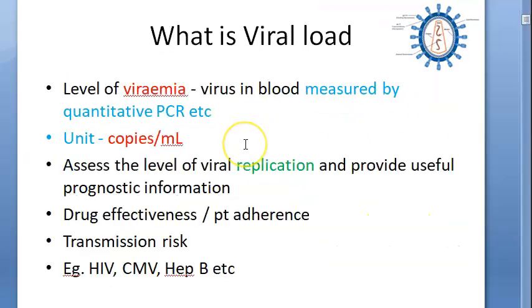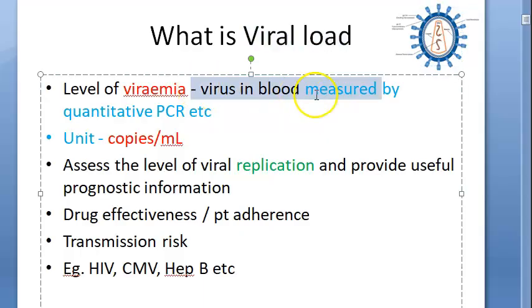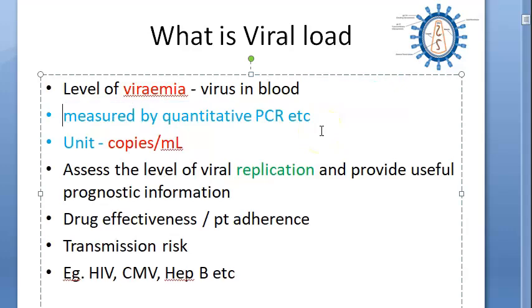Viral load means it is not specific to HIV that they're asking you. Viral load basically is the amount of virus in blood. So that is viremia, level of viremia you're measuring. How will you measure? You can say that you can use quantitative PCR, polymerase chain reaction, to know how much of virus is there in the blood. What is the unit that you will give this reading in? Copies per ml. Okay. So in HIV, at least, if it is less than 1000, it is good. That's what they are saying.